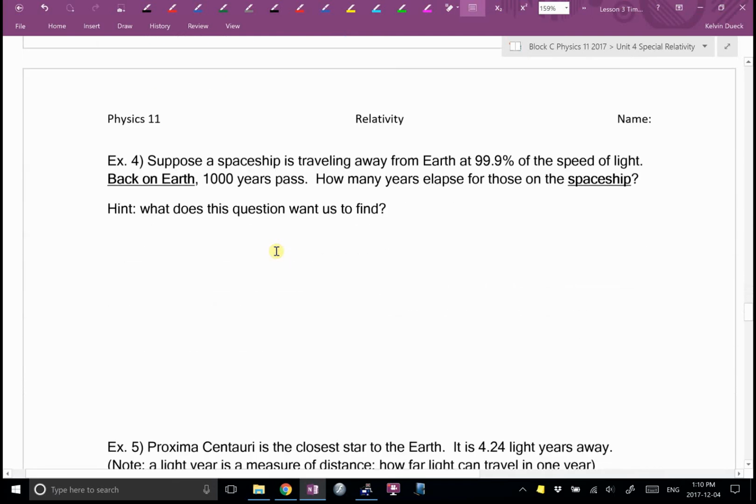Step 4. Suppose a spaceship is traveling away from the Earth at 99.9% of the speed of light. Back on Earth, 1,000 years pass. How many years elapse for those on the spaceship? What does this question want us to find? Time on board the spaceship.